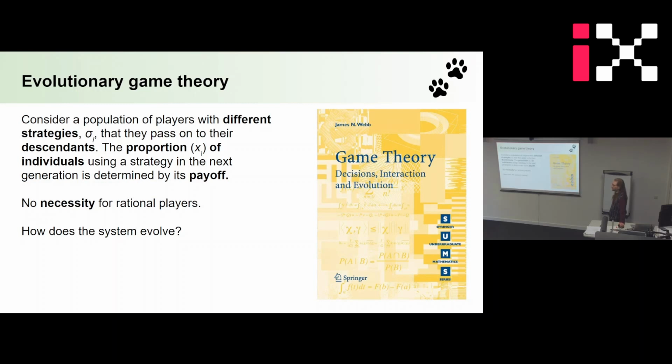They pass them to their descendants, and the proportion of individuals using a strategy in the next generation is determined by its payoff. That just means you have animals, for instance, that follow certain strategies. The more successful they are, the more offspring they have, the more of that type of animal there will be in the next generation. So this is just Darwinian evolution, right?